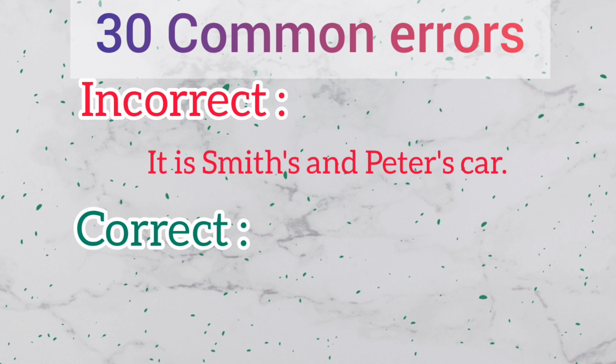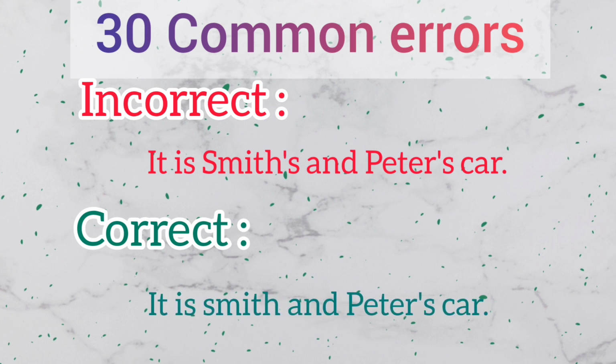Next one is "It is Smith's and Peter's car." Is that a correct sentence? No. It should be "It is Smith and Peter's car." Use the apostrophe only after the name of the second person.